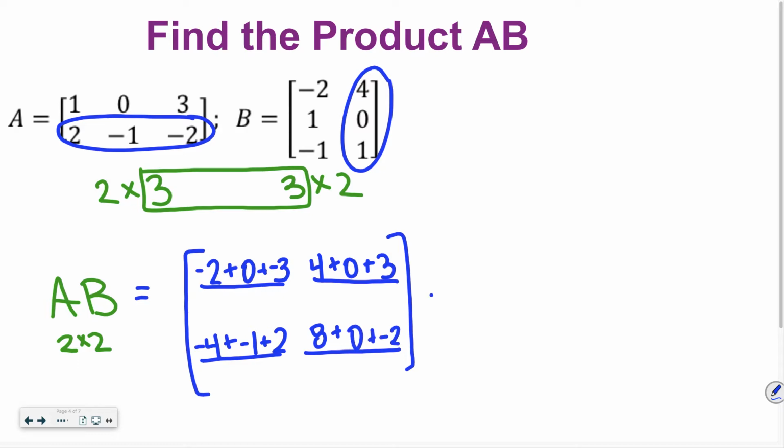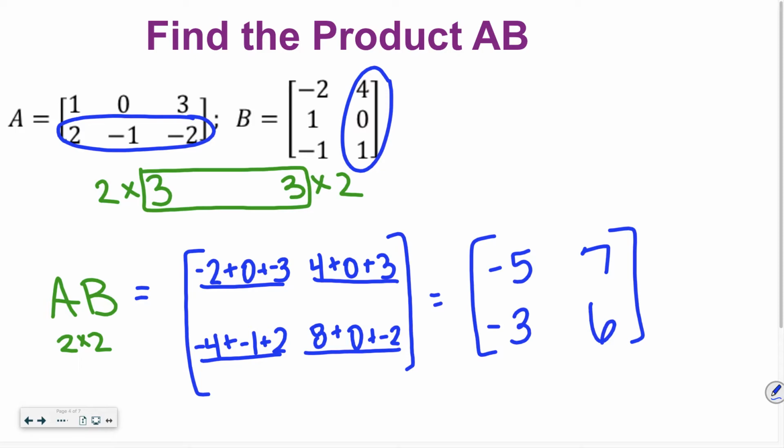2 times 1. So our 2 by 2 matrix is negative 5, 7, negative 3, 6.